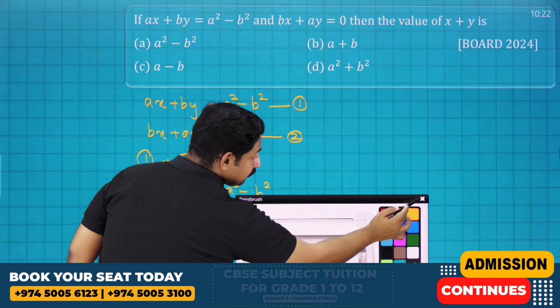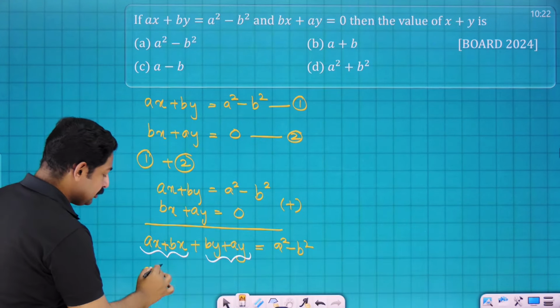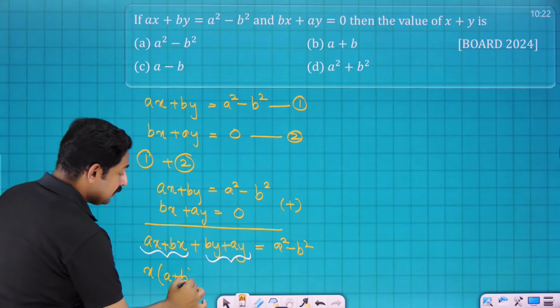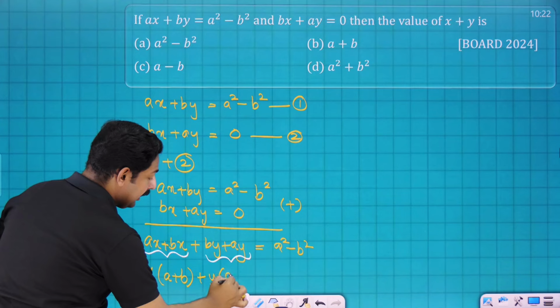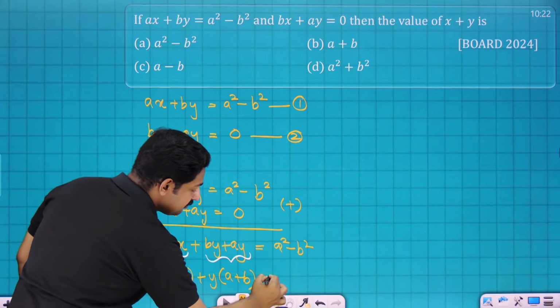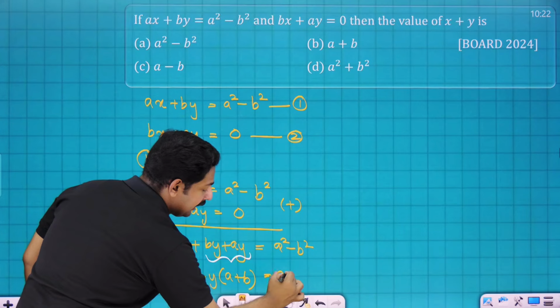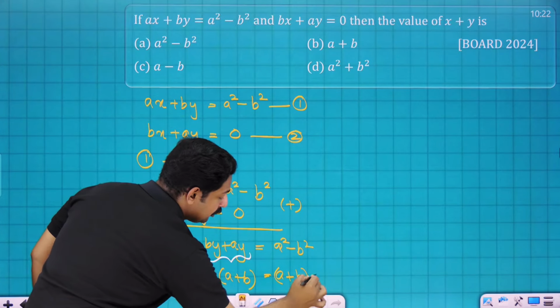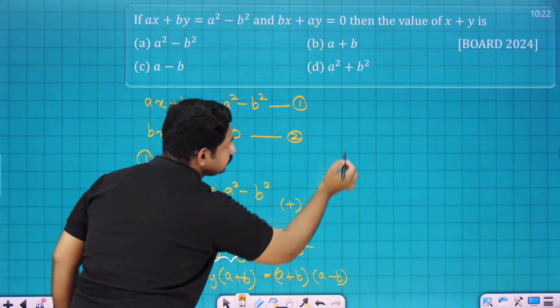So on the next step, x into a plus b plus y into again a plus b, it will be b plus a is equal to a plus b, right, which is equal to a square minus b square. Again identity, a plus b into a minus b.